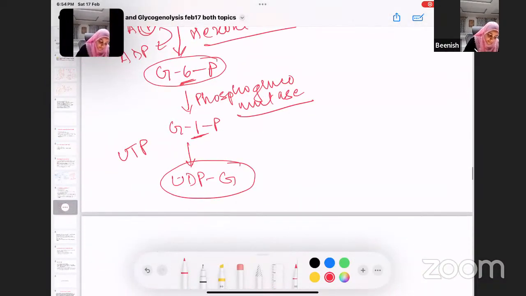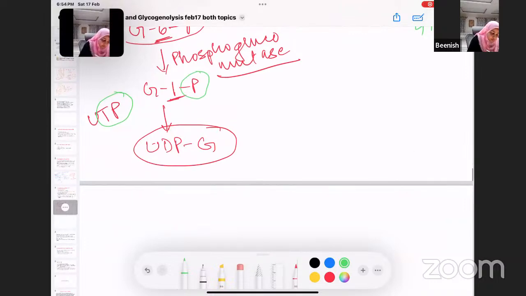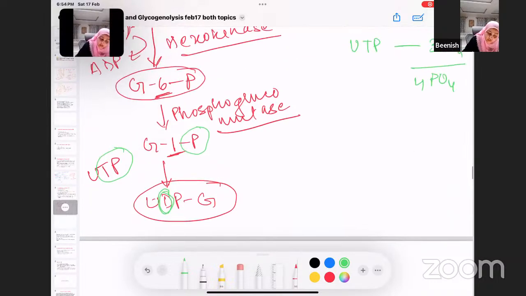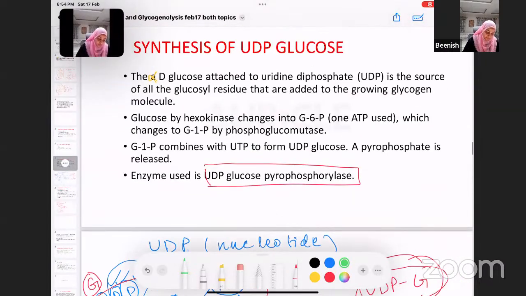But have you noticed something here? Your substrate glucose 1-phosphate has 1 phosphate and UTP has 3 phosphates. So your substrates had a total of 4 phosphates, but your product UDP glucose only has 2 phosphates. So 2 phosphates are released. That means 2 phosphates were released as pyrophosphate in this reaction. Now we've seen the synthesis of UDP glucose.